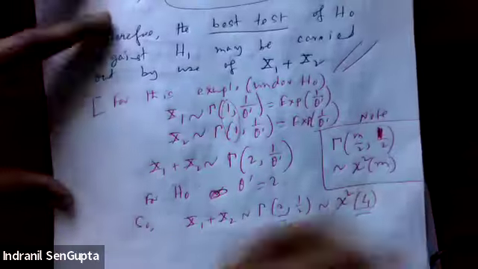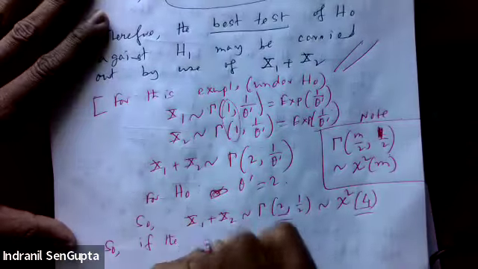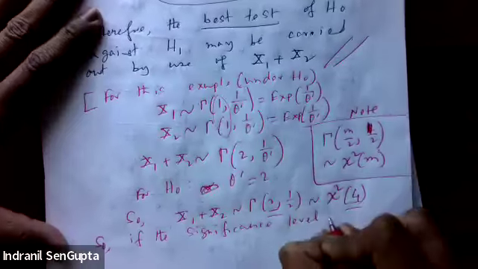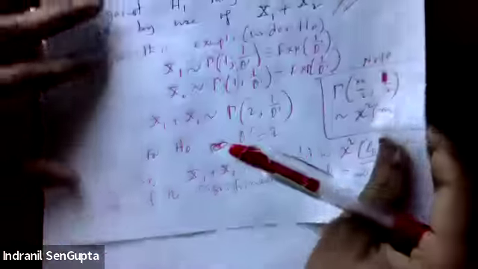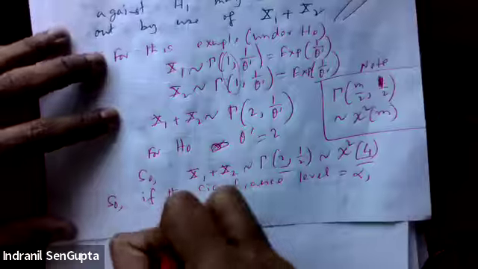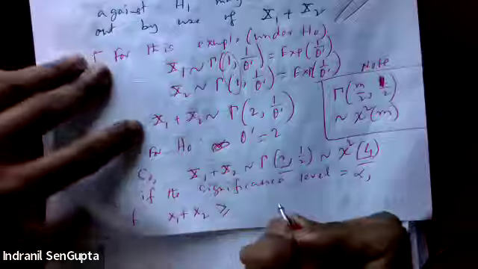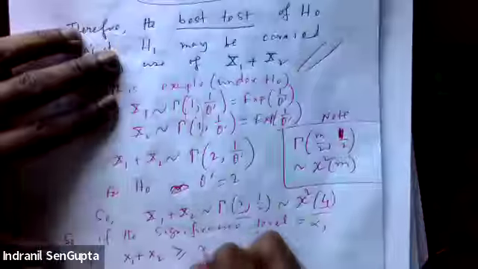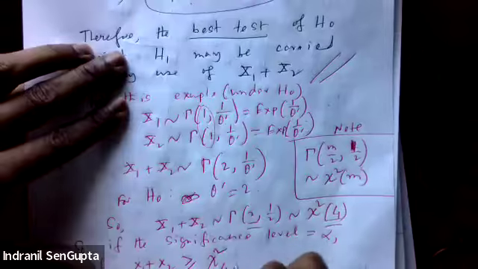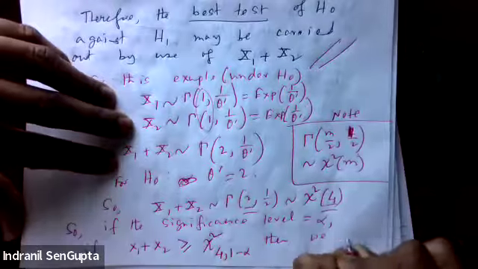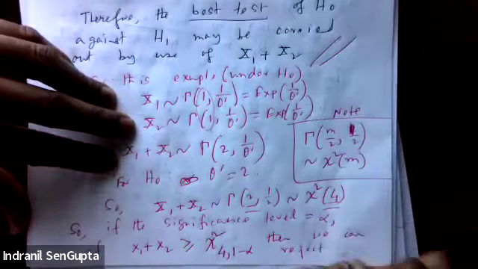So if the significance level, or size of the critical region, is alpha, then what we want is for x1 plus x2 to be bigger than c. Why do we choose this c? I can choose this c to be chi squared with 4 degrees of freedom and 1 minus alpha. Then we can reject H0.